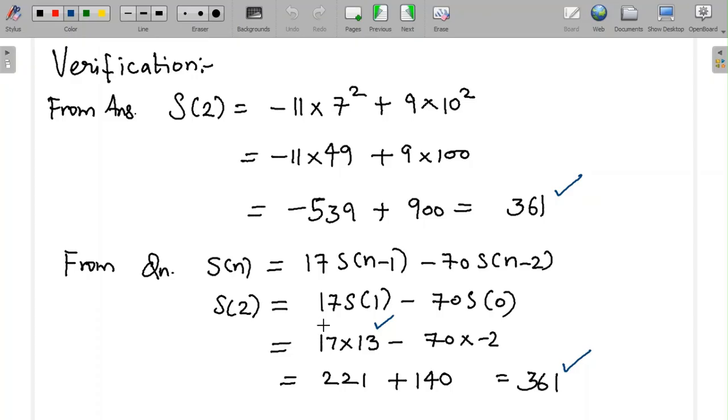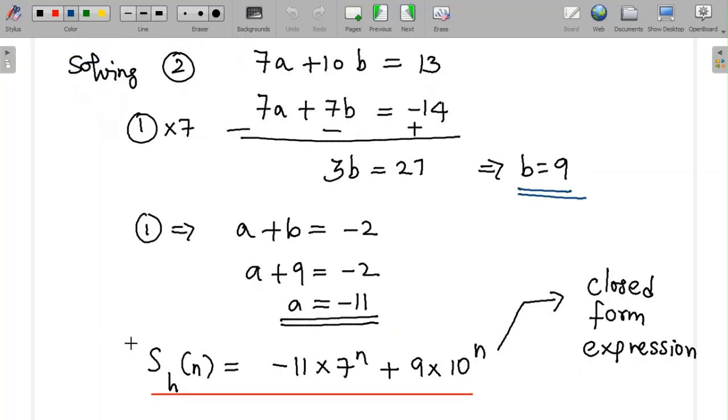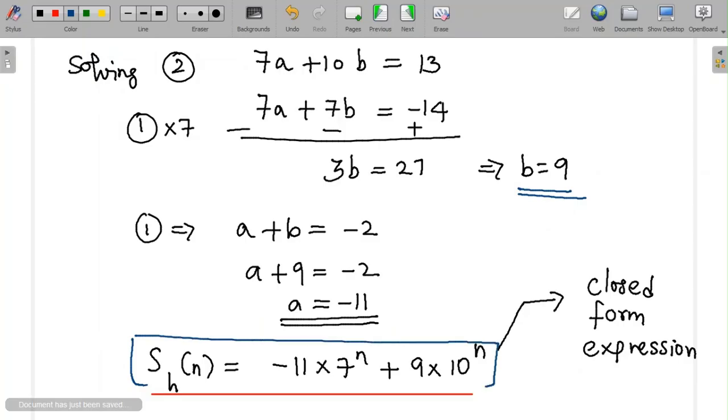Since S of 1 was 13 and S of 0 was negative 2, we substitute them in the equation and we see that S of 2 is also 361. So the answer we obtained from our solution matches the answer we obtained from the question. Both answers match, and hence our answer, which we defined a couple of slides back, is in fact correct. So that explains how to solve a linear homogeneous recurrence relation of order 2.